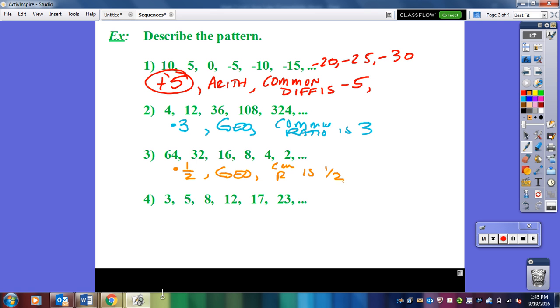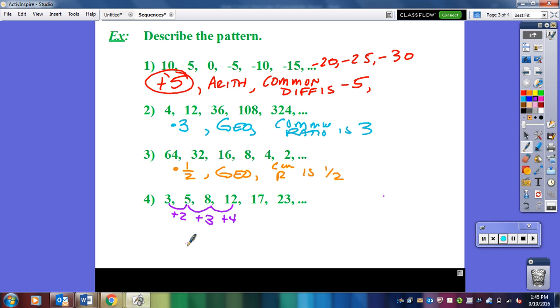And the last one I want to show you, because it's trickier, is it getting bigger, smaller, or is it getting bigger quickly or slowly? Slowly. So let's check addition real quick. From 3 to 5, plus 2. From 5 to 8, plus 3. 8 to 12, plus 4.